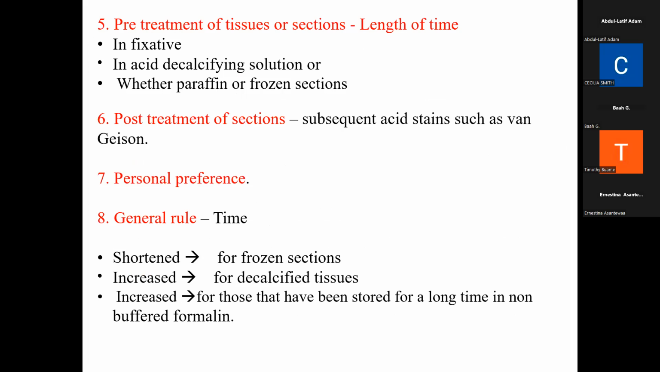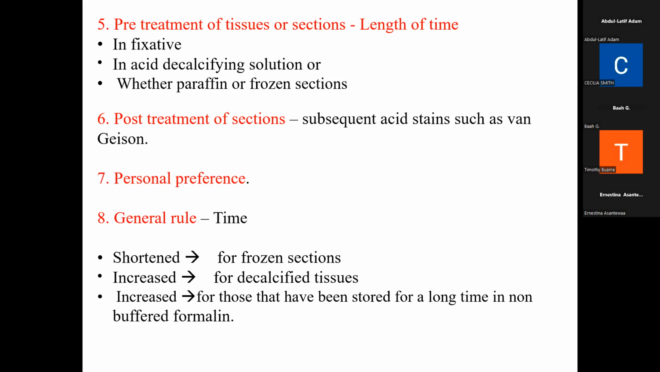And then also pre-treatment. What fixative did you use to fix the tissue? The fixative you use to fix the tissue also influences the staining time. If the tissue was a calcified tissue and you decalcify, for decalcification we use acid. Okay, and acids can bleach. They can cause all sorts of problems, so you will treat them separately. You increase the time if you use decalcification.